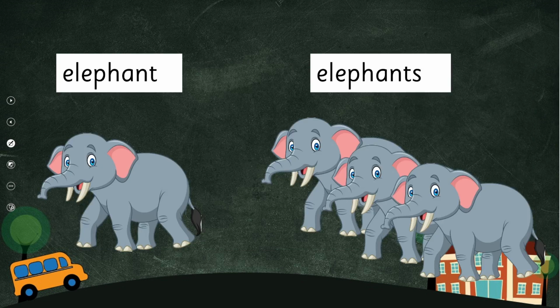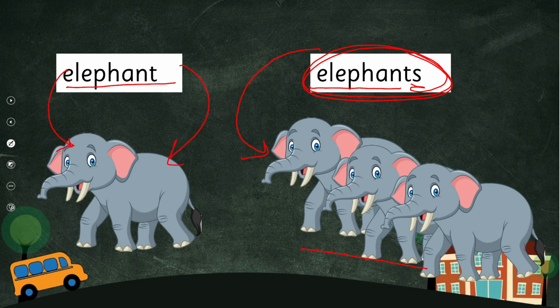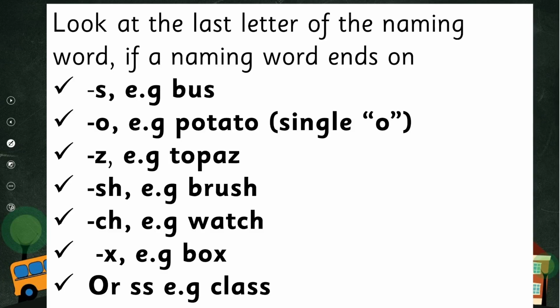Look at this. Elephant, a singular naming word, refers to one, and if they are more than one, we just add s at the end of this noun. It becomes plural, elephants, which means more than one, right? This is very simple. We are learning it for a long time. The next thing was adding es. When do we add es?